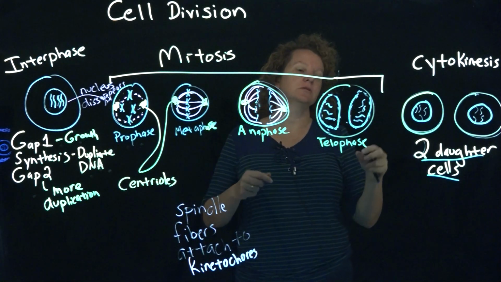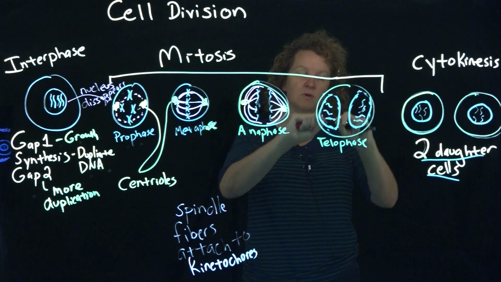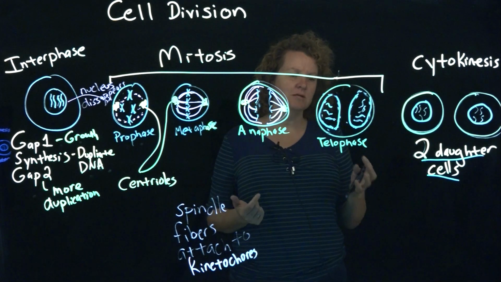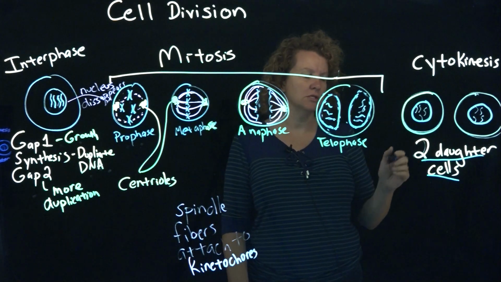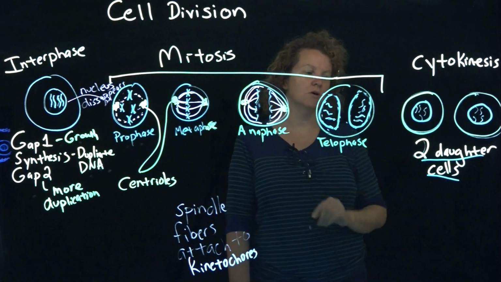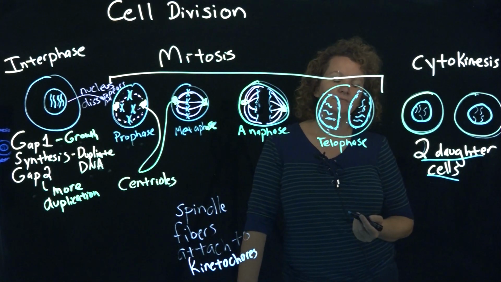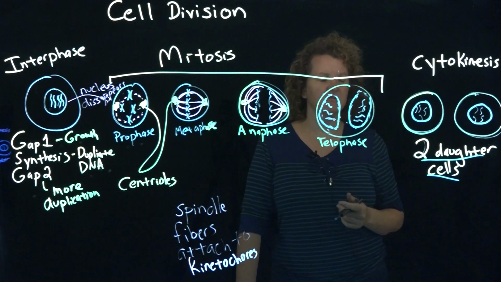Now in animal cells, they'll actually spread out a little bit and then just pinch off in the middle. Plant cells, it's a little more difficult, and I focused on animal cell mitosis and cytokinesis here. In plant cells, you would have to lay down what's called a cell plate or a cell wall in the middle. In animal cells, they have what's called a cleavage furrow.